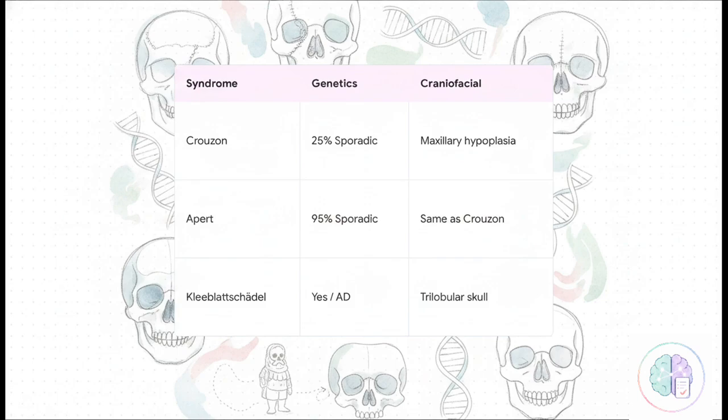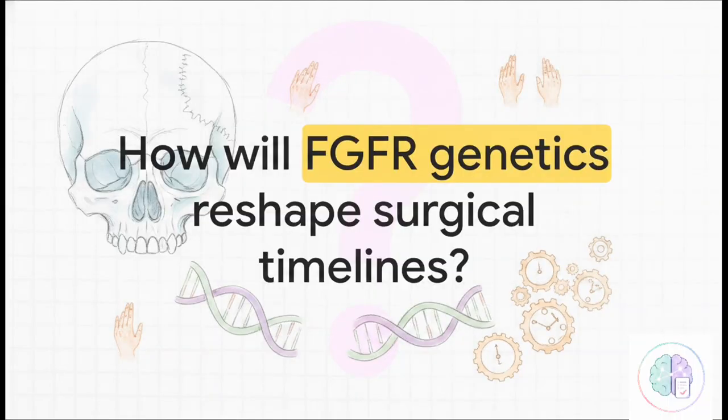But take a look at the bottom row, Kleeblattschädel. This condition is fascinating because it exhibits a completely unique craniofacial finding, a trilobular skull. Furthermore, it can occur completely isolated, or it can be associated with Apert's or thanatophoric dwarfism. We have covered a ton of ground today, tracing every detail from that very first physical exam all the way to the specific digits affected in Apert syndrome.